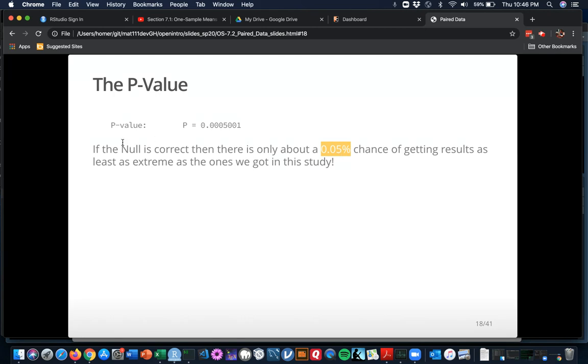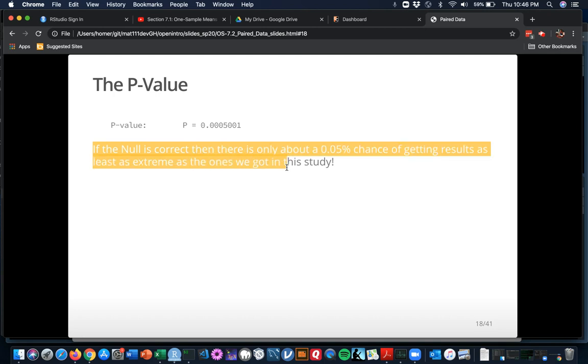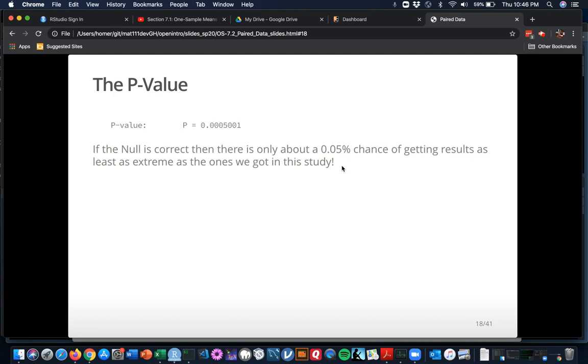So remember what the null value means. It means here, if the null hypothesis is right, then there's only about a 0.05% chance of getting results at least as extreme as the ones we got in the study.